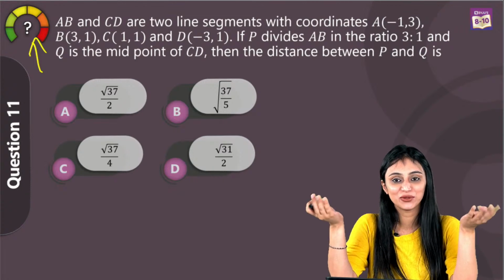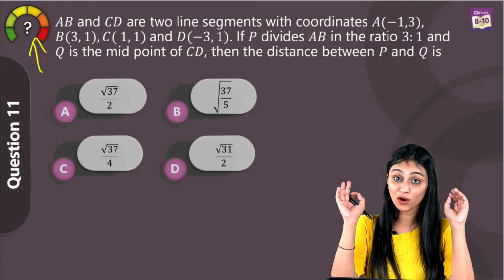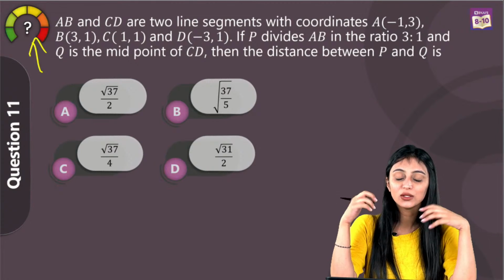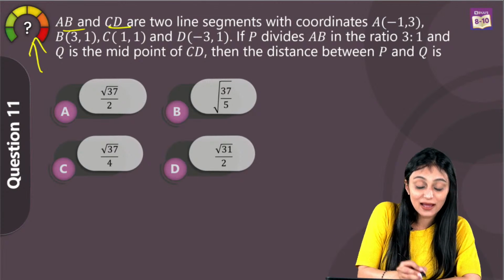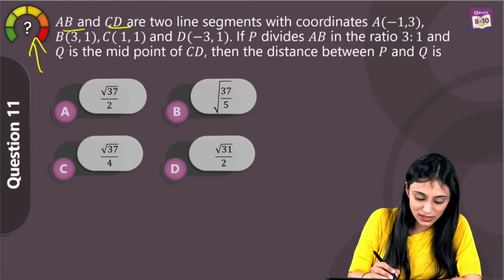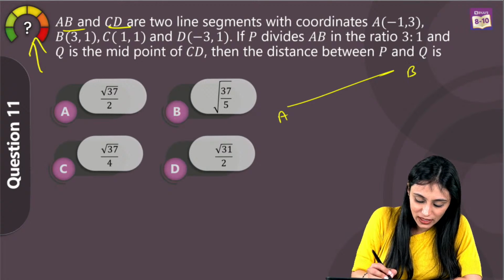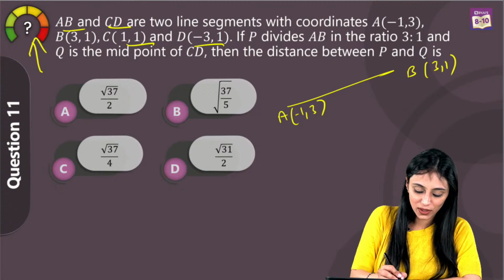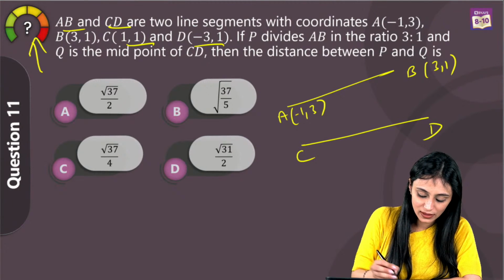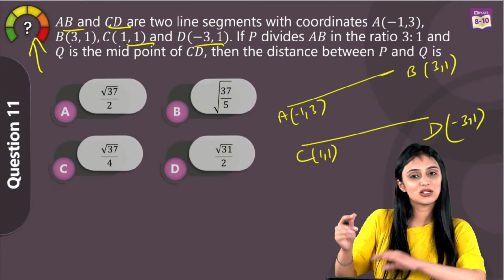What do we have to do in this? As always, please draw a rough figure. All of you, draw a rough figure in your notebooks. You would find it very easy then. We have got AB and CD are line segments. Let's draw the line segments. Just rough line segments I'm going to draw. So this is AB, let's say, and A is minus 1 comma 3. B is 3 comma 1, okay. Then we have this CD line segment. So this is CD. It's not that you have to draw this way only, just rough line segments we are drawing.